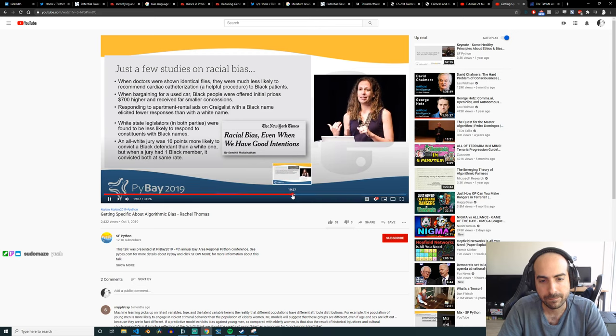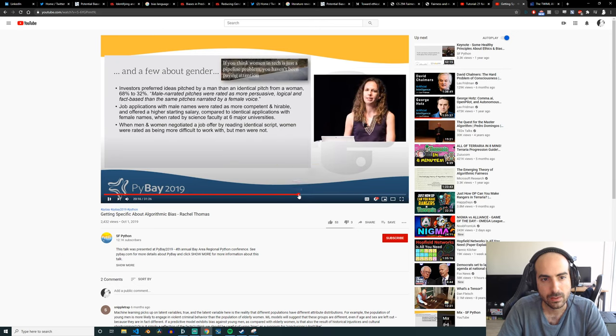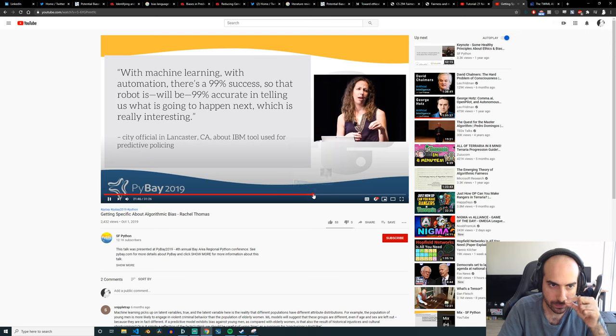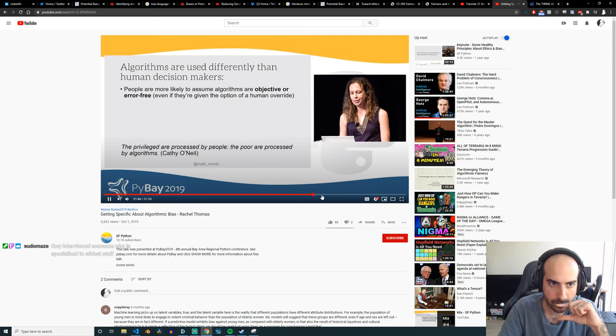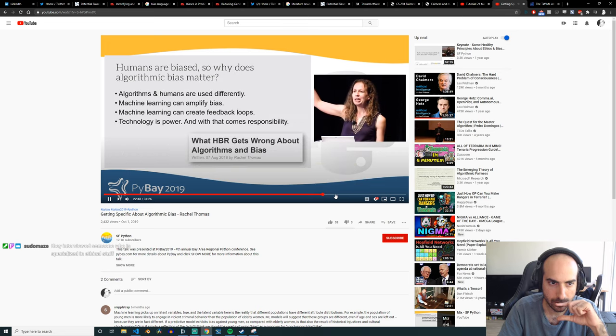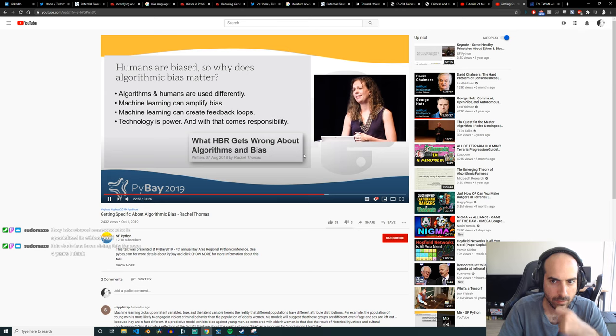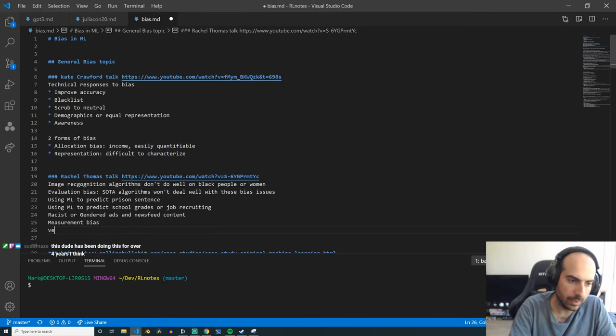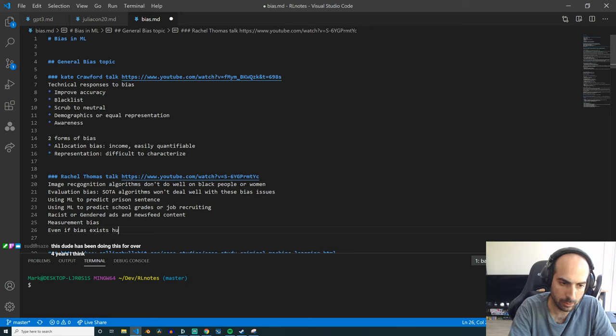It's likely that there is application and did not receive that penalty. Yeah, where this is because people... In conclusion, the answer to this question of why algorithmic bias matters is because algorithms and humans are used differently, because machine learning can amplify bias. Oh, I see. So even if bias exists in humans, ML bias is even more harmful because it's more scalable.